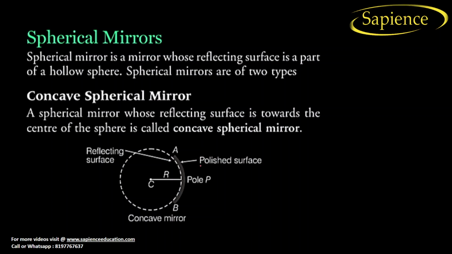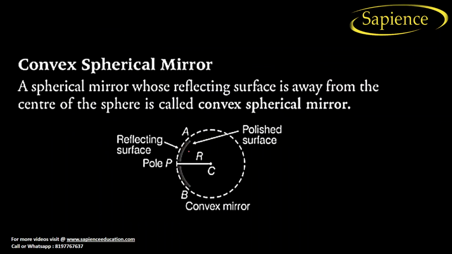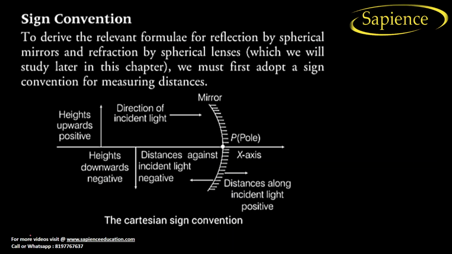Spherical mirror, we have also done this. This is a polished surface. A spherical mirror is one whose reflecting surface is a part of a hollow sphere. Spherical mirrors are of two types, that is the concave spherical mirror and the other one, the convex. So we have already done this.